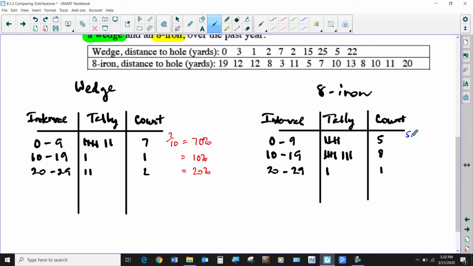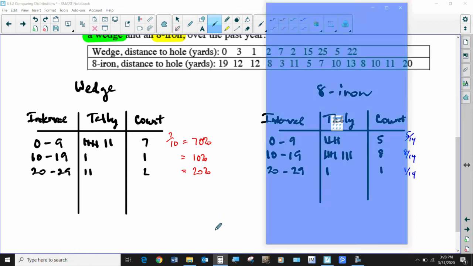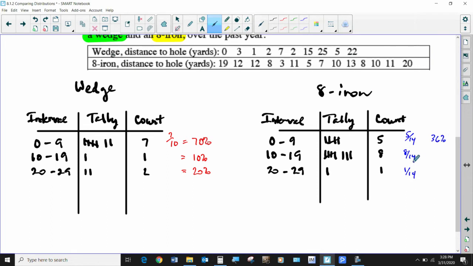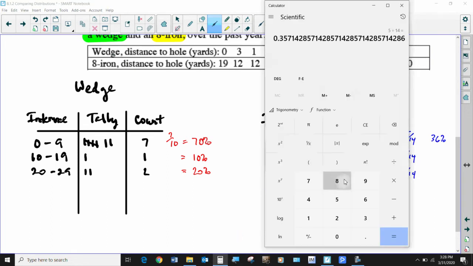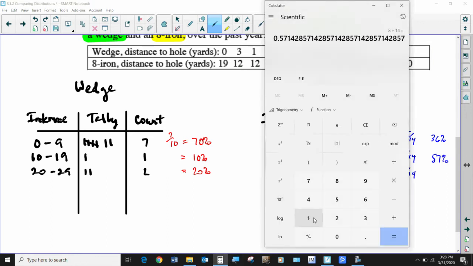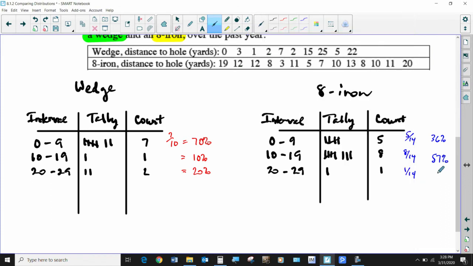5 out of 14. This is 8 out of 14. And this is 1 out of 14. So I'm going to use the calculator for that one. 5 divided by 14 gives me, call that 36%. And then 8 divided by 14, we'll call that 57%. And then 1 out of 14, that's probably going to be like 7%. 1 divided by 14, yeah, 7%.